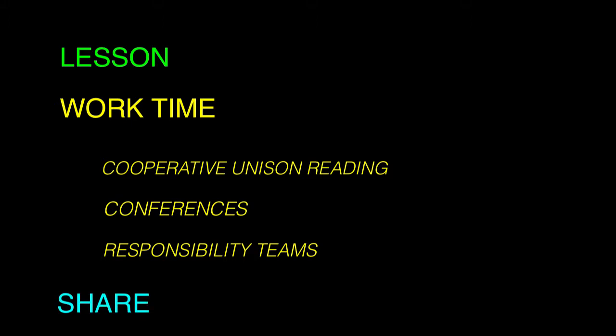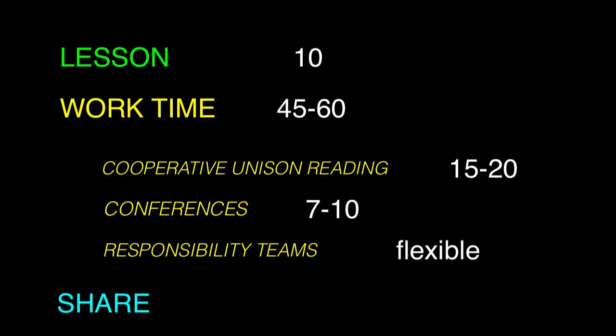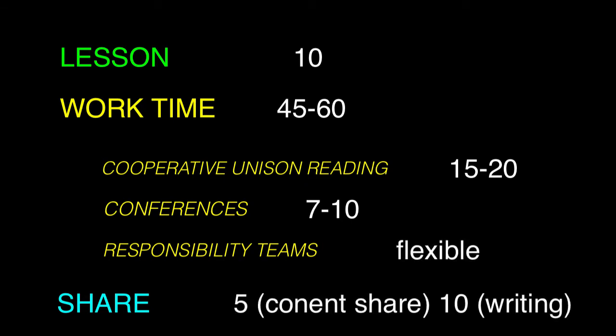In terms of scheduling, the lesson takes up to 10 minutes. Work time typically takes 45 to 60 minutes. Within work time, the small group learning formats include learning or writing conferences. Typically, a teacher will conduct 2 conferences during work time, each of which lasts 7 to 10 minutes. And small group lessons or cooperative unison reading also take place during work time, and these last from 15 to 20 minutes. In classrooms where responsibility teams are implemented, the work time format is when responsibility teams meet.